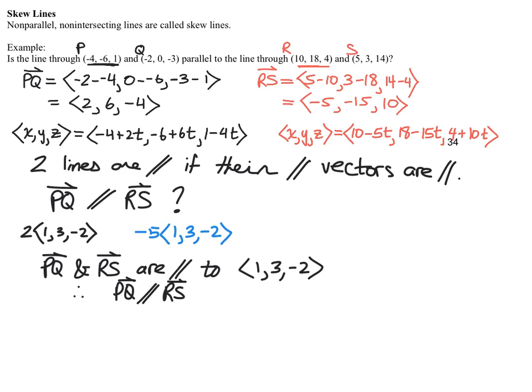But I still want to answer the question. It says it's a line through those points. So my final conclusion: the two lines are parallel. I didn't name them, so I'm just going to call them the two lines.